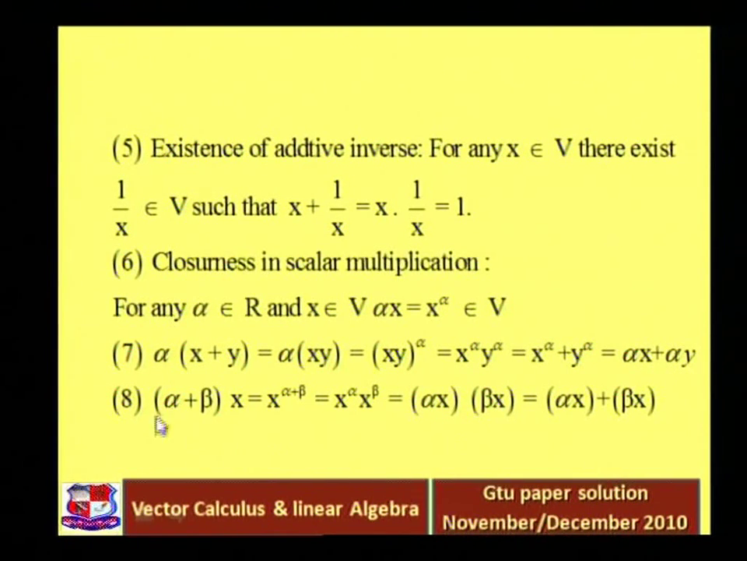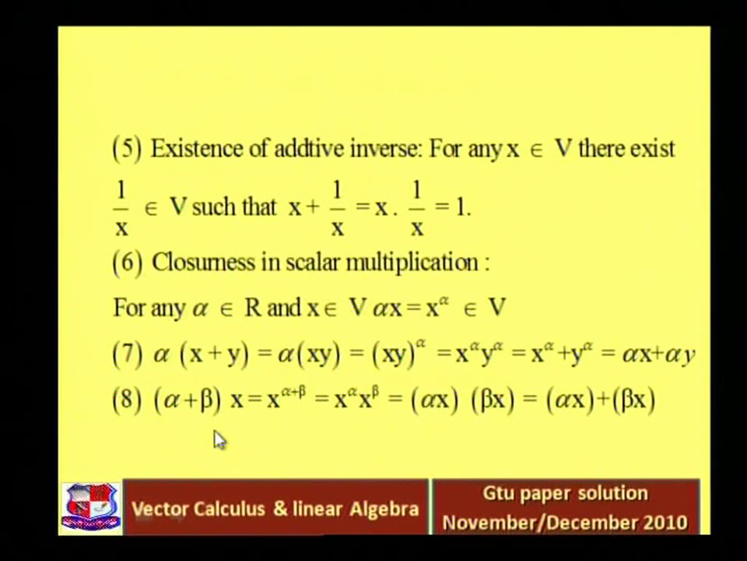Okay, so (α + β)x = x^(α+β). The next condition that we want to prove is that (α + β)x is equal to αx + βx.